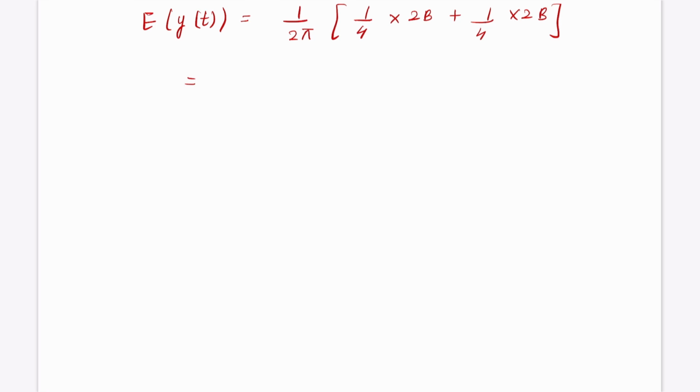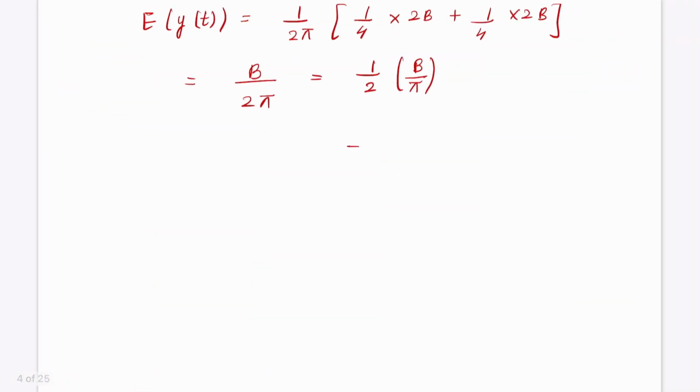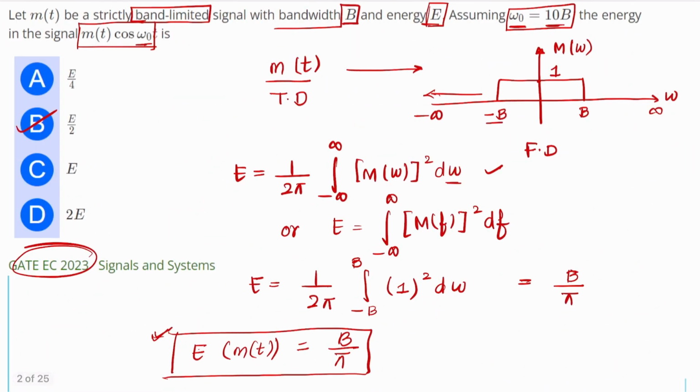If we solve this, this energy will become b by 2 pi. We can write it like this, 1 by 2 b by pi. If we clearly observe this, the energy of the original signal was b by pi. So I can write this since it will be equal to E. So the new energy will be equal to half of the energy of the original signal. So option B will be your correct answer.